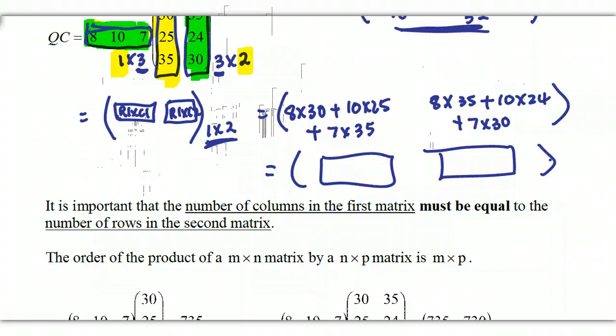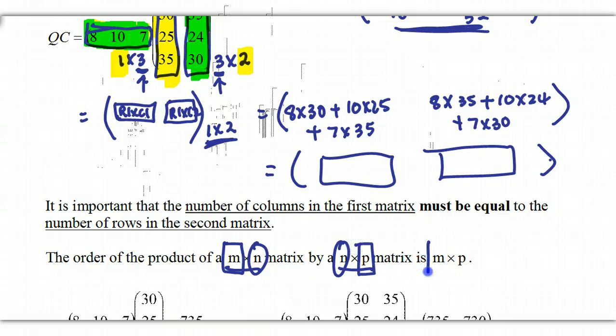So it is important to note that the number of columns in the first matrix must be equal to the number of rows in the second matrix. This is the test that I mentioned earlier. You must make sure that the numbers in the middle are equal. And the order of a product of an m by n matrix and an n by p matrix, remember, the middle is the same. Then how do we look for the final size of the matrix? You will take the first times the last, so you will end up with an m by p matrix.